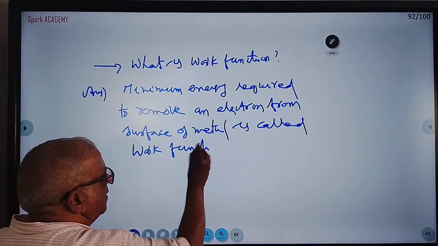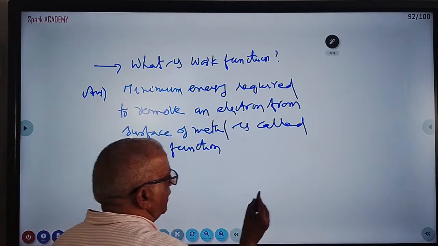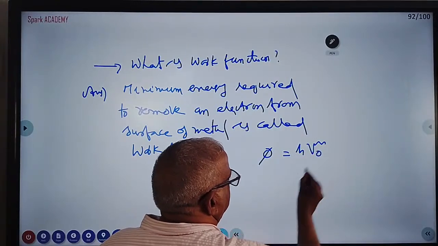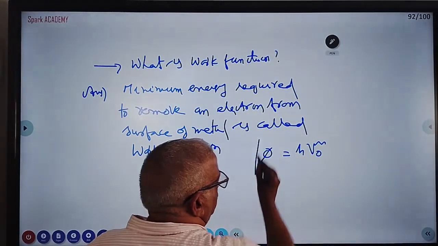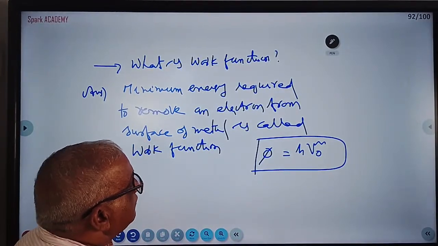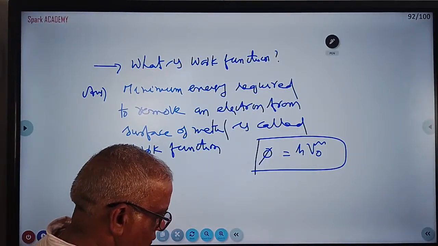What is work function? Minimum energy required to remove an electron from the surface of metal. If you want to write the formula also, you can write work function phi is given by h nu naught. h is Planck's constant. Nu naught is threshold frequency. Work function means phi.